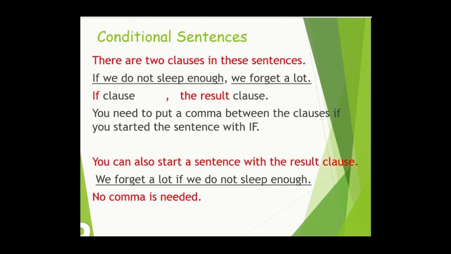To understand conditional sentences, we must know the structure of these sentences. If you look at this, we have two clauses. One is the if clause, while the other one is called the result clause. If we do not sleep enough, we forget a lot. If you start your sentence with if, you should have a comma in between the two clauses. The first one is the if clause, which gives you the reason of something, while the other one is the result clause, and of course, it shows the result or the effect of something.